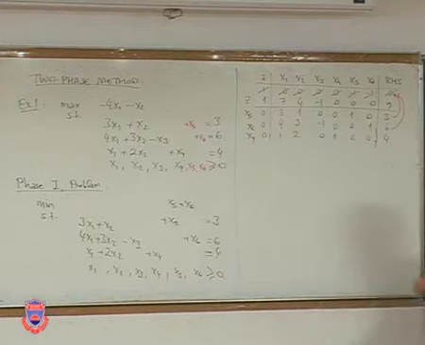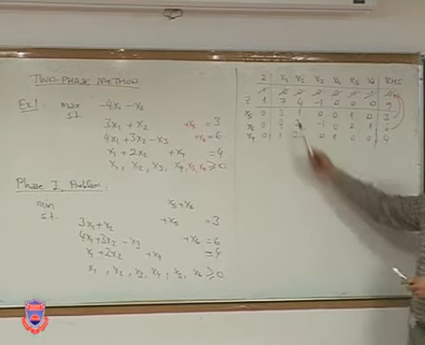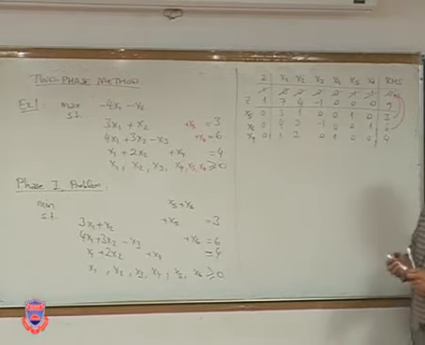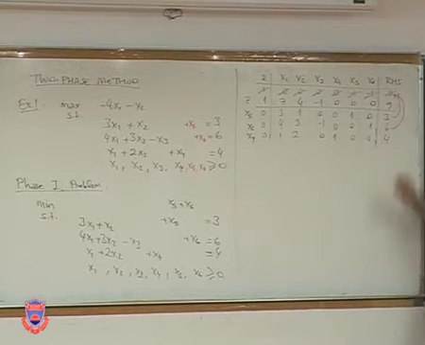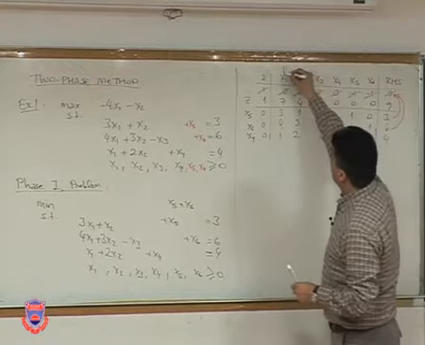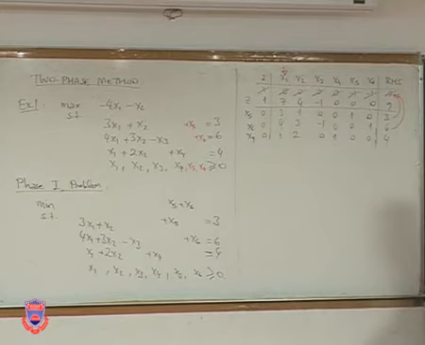So I should look for a positive coefficient in row 0, right? And there are actually 2 of them, okay? And x1 has a larger coefficient. This is not degenerate, so I don't need to use Bland's rule. So x1 enters, because this is a larger positive coefficient.